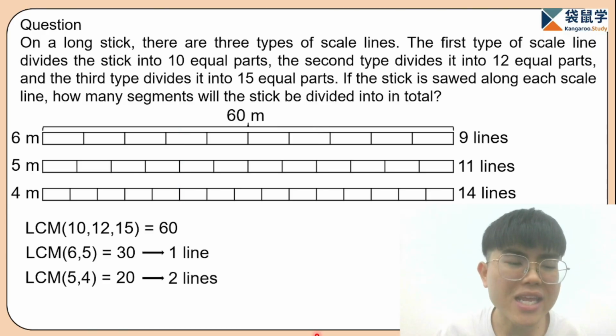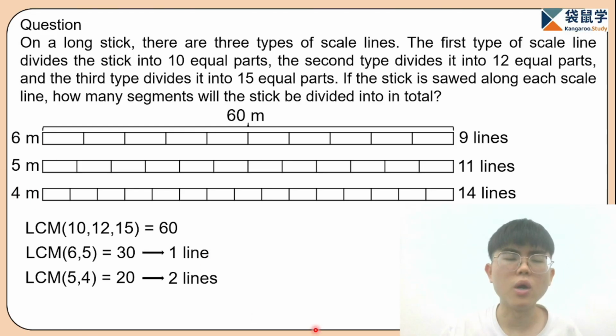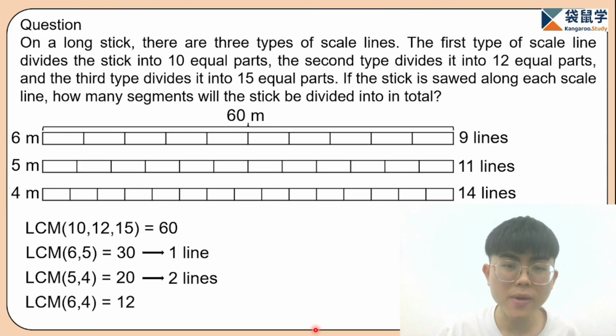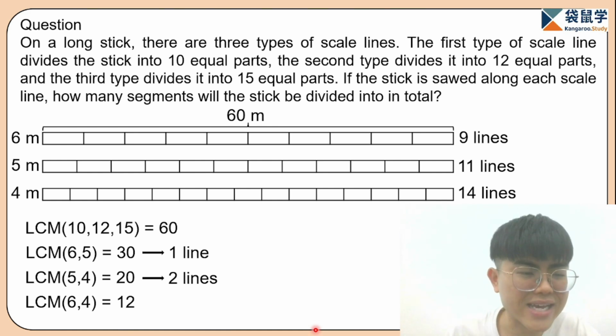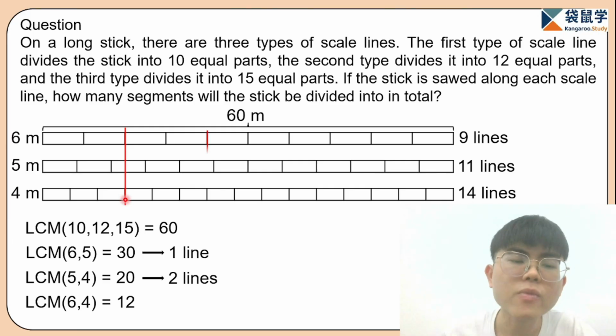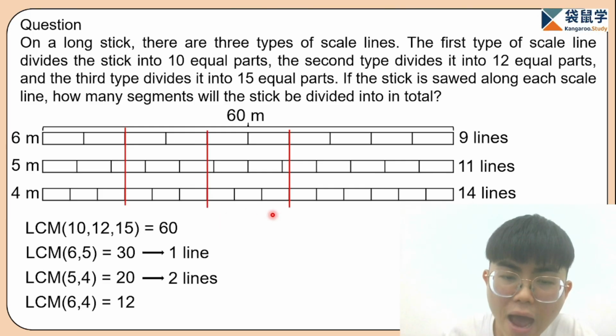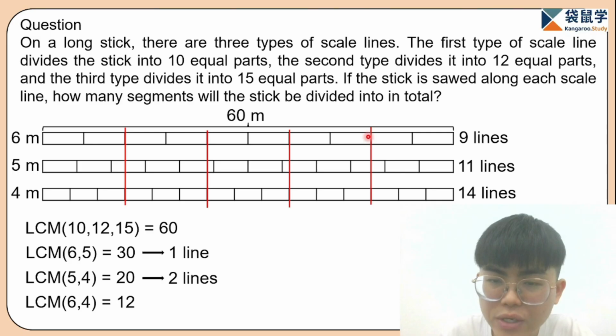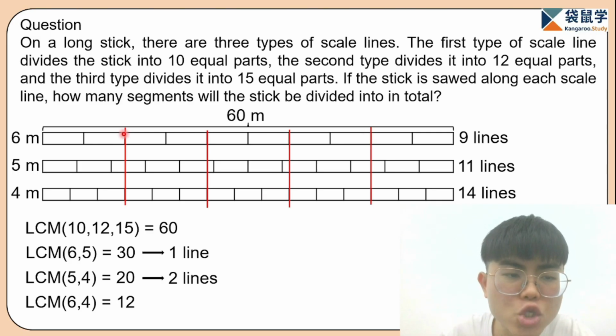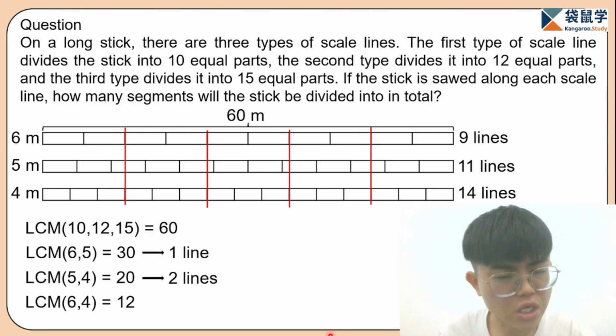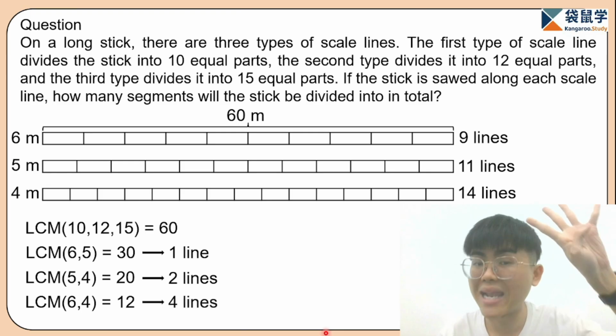Okay. Finally, we also need to consider the 6 meter and the 4 meter. Again, find the least common multiple, which is equal to 12. Let's see our figure here. We'll cut at the 12 here, and the next one will be at the 24. Then we have 36 and 48. You can see that all of these are where these two types overlap. So there will be a total of 4 lines.